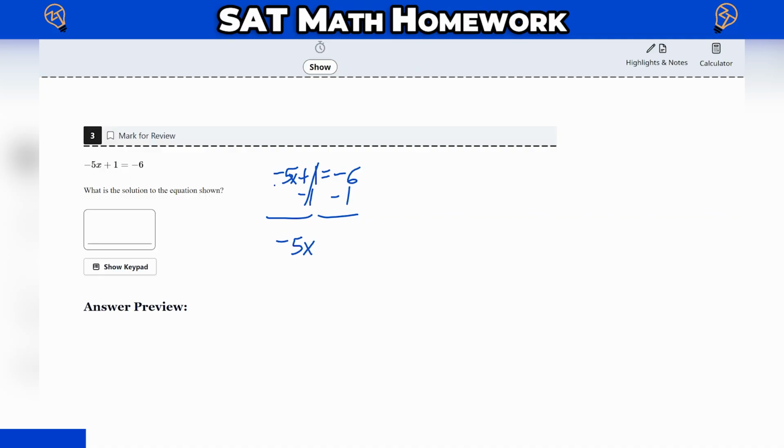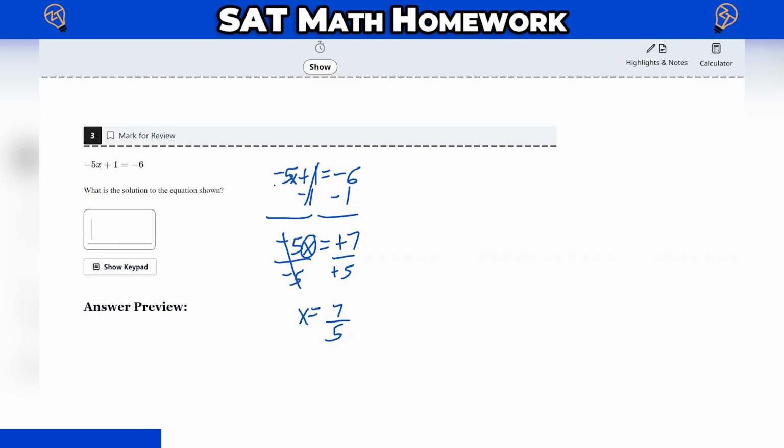Now I'm left with -5x equals -7. Now, to get x by itself, I have to get rid of what's directly attached, which means I'm going to divide both sides by the -5. We know that two negatives make a positive. So now I get my answer is 7/5. And I could just, of course, go in here, type that, and I'm good to go.